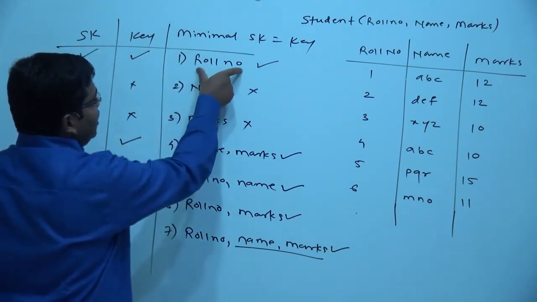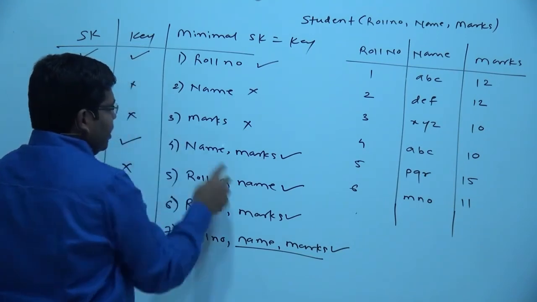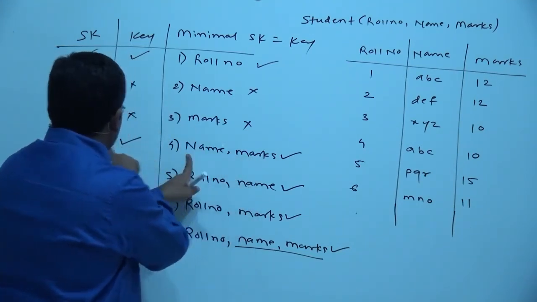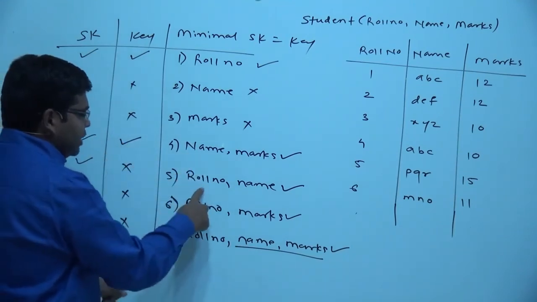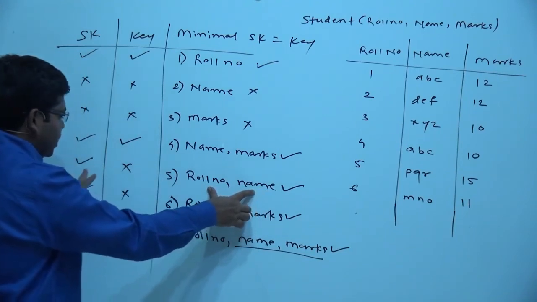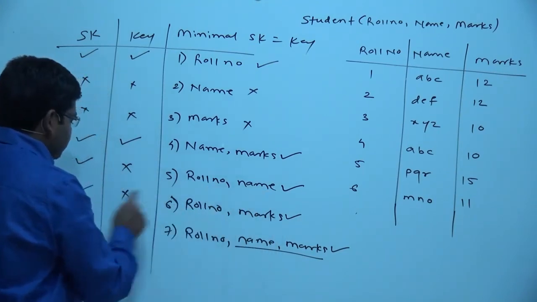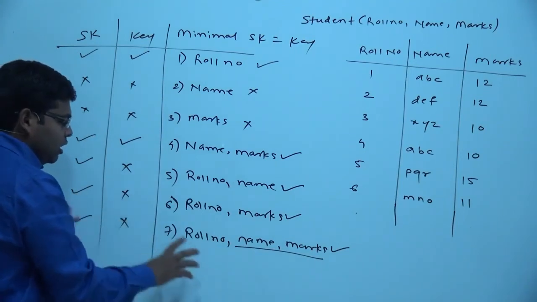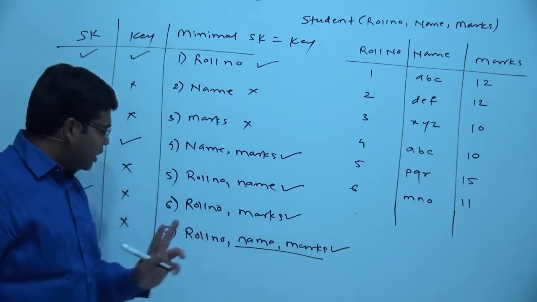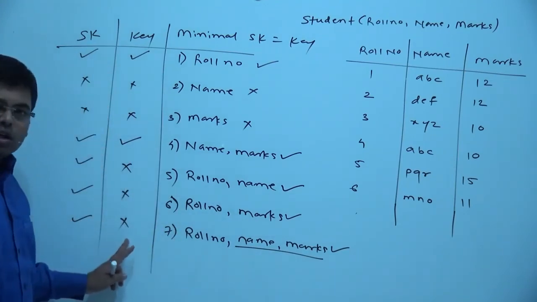Here redundant attributes are absent, therefore super key as well as key. Here redundant attributes are absent, both the attributes are needed, therefore super key as well as key. Now in this key, name is redundant, therefore this combination will be a super key but not a key. Here marks are redundant, therefore this combination will be called as a super key, not a key. Here either roll number is redundant or name and marks, this combination is redundant, therefore this combination can be called as a super key but not a key.